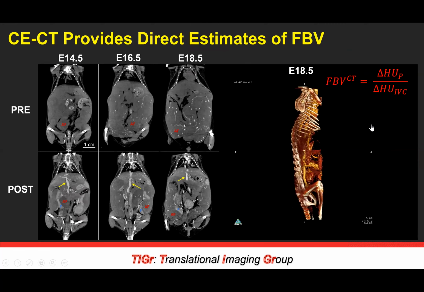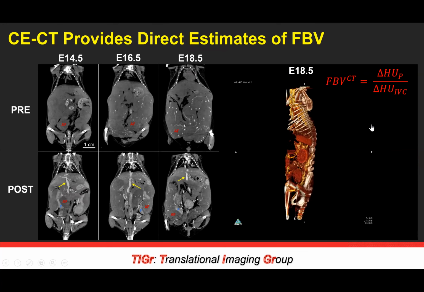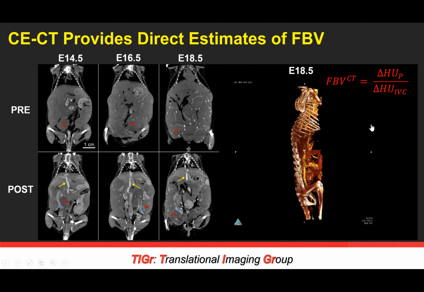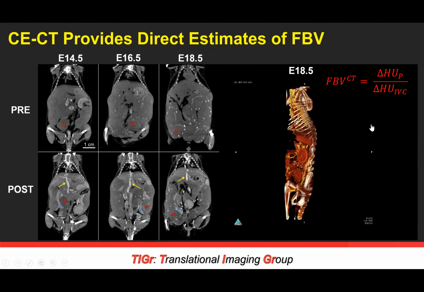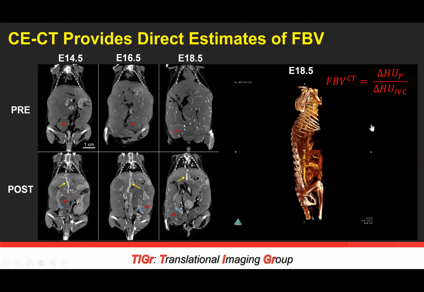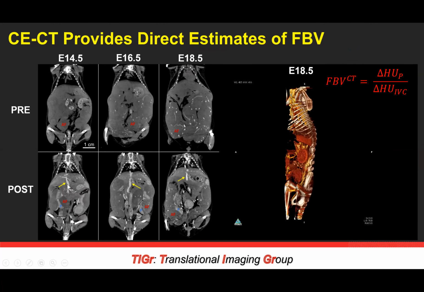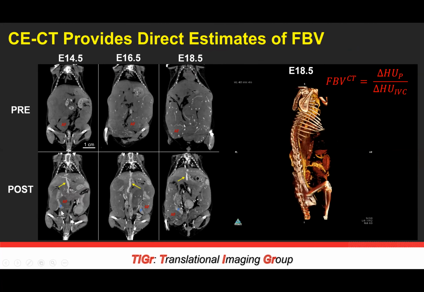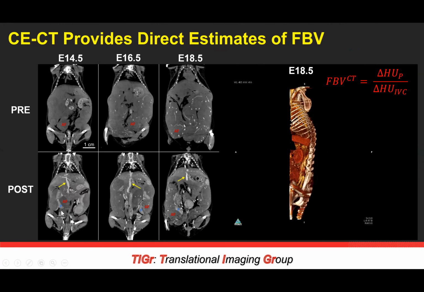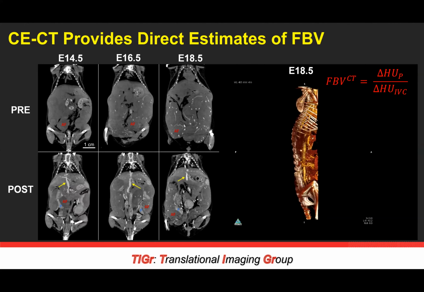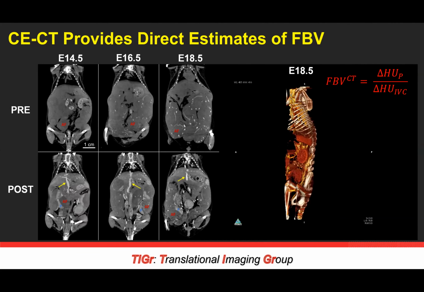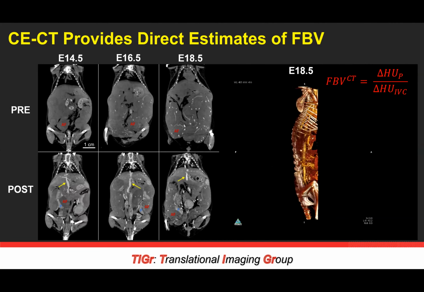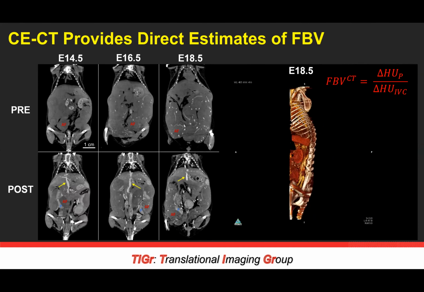And the reason we did that is because in CT, as opposed to MRI, signal enhancement is directly proportional to the concentration of iodine. So simply taking the ratio of signal enhancement in the IVC to the placenta allows us to get a fractional blood volume estimate. Also, CT is really valuable because we're able to have higher resolution imaging, which we can use to also validate some of the findings we have in MRI.